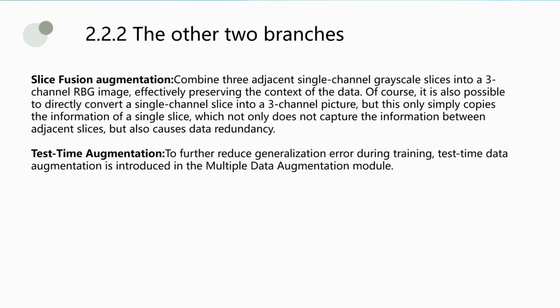Then we combine three adjacent single channel grayscale slices into a three-channel RGB image, effectively preserving the context of the data. Of course, it is also possible to directly convert a single channel slice into a three-channel picture, but this only simply copies the information of a single slice, which not only does not capture the information between adjacent slices but also causes data redundancy. Then, to further reduce generalization error during training, test time augmentation is introduced in the multiple data augmentation module.